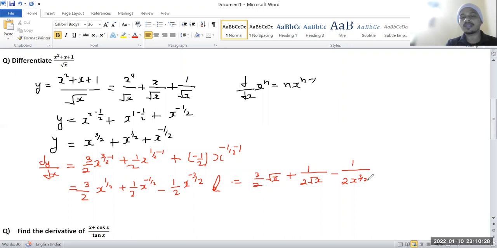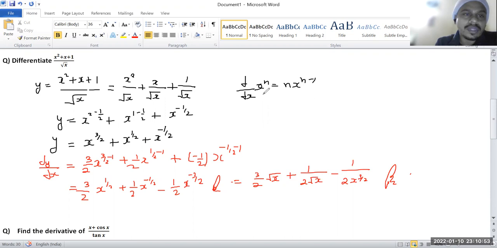So what you see here is that we have to break it into the sum of three functions and apply the differentiation. Differentiation is very easy, but learn step by step, because it is a very important chapter from your board point of view, and also from the competitive point of view. Now I am going to move on to the next question.